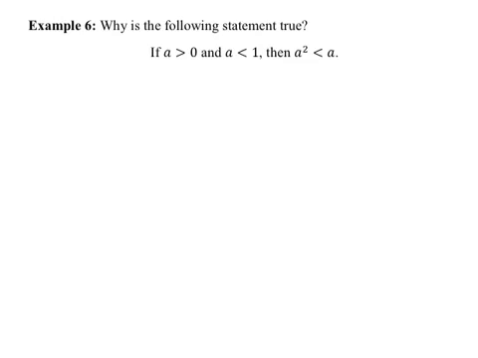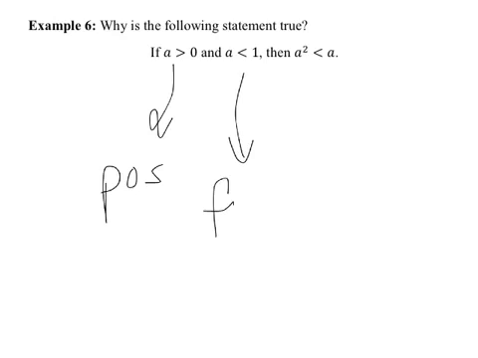In example 6, it says, why is the following statement true? If a is greater than 0 and a is less than 1, then a squared is less than a. Well, let's break this down. A greater than 0 means a is positive. So for all positive numbers, well, if it's less than 1, it means it's a fraction. So all positive fractions, that's what we're talking about here. So we take our symbols and turn them into words. So all positive fractions have the property that when squared, they're less than their original number.